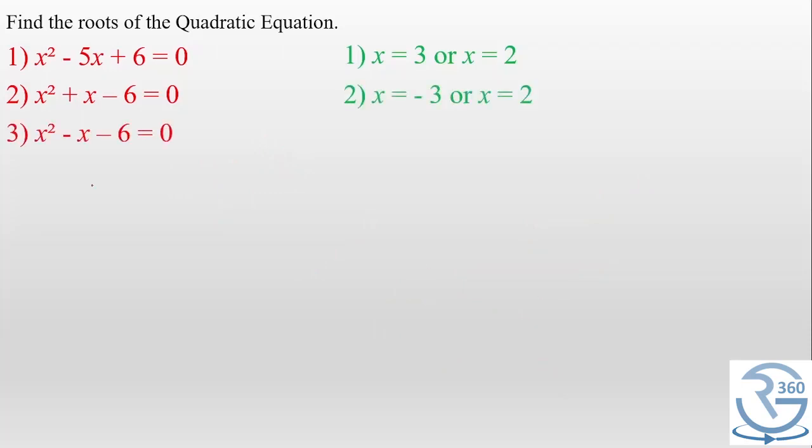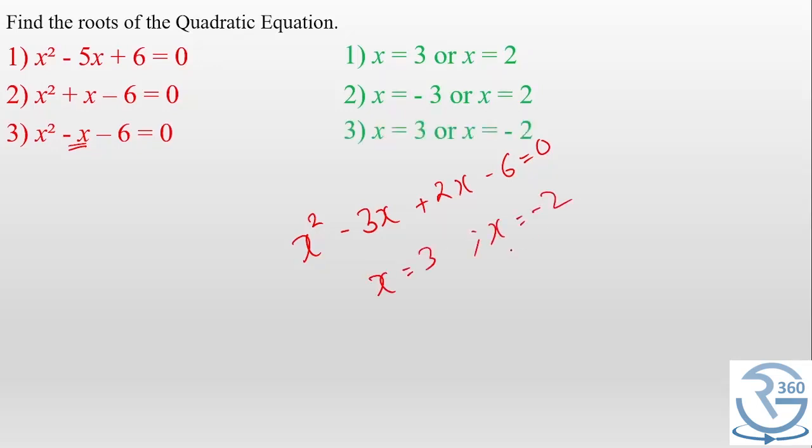Third question, x square minus x minus 6 is equal to 0. Now it's a minus 6 over here. So x square minus 3x plus 2x minus 6 is equal to 0, and the roots are x equal to 3 and x equal to minus 2.